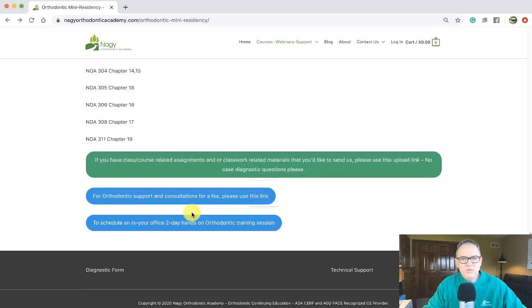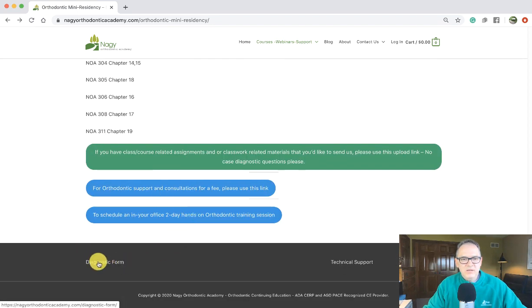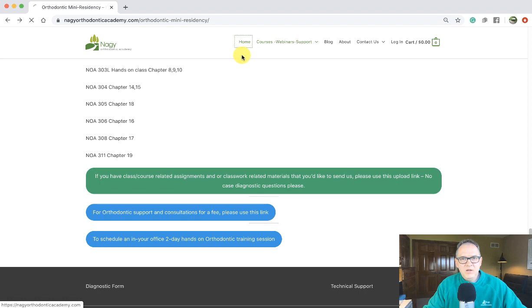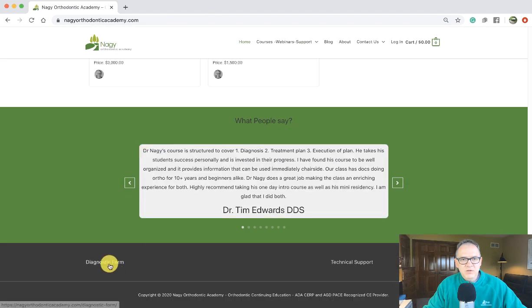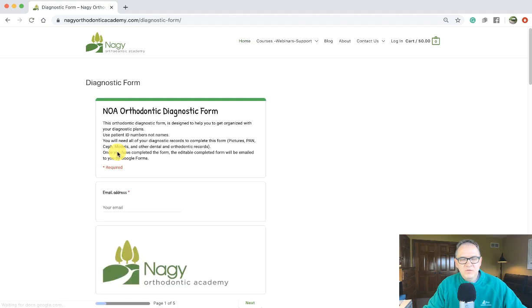There's also one that you can just fill out online. You can be anywhere on our website. For example, you could be on a home page even. If you scroll down to the footnotes, here's the diagnostic form, okay? So if you click on the diagnostic form, it's going to pop up with this online diagnostic form, okay? And you have to fill out all of the required fields, okay?